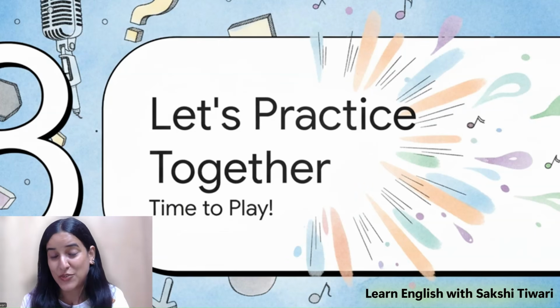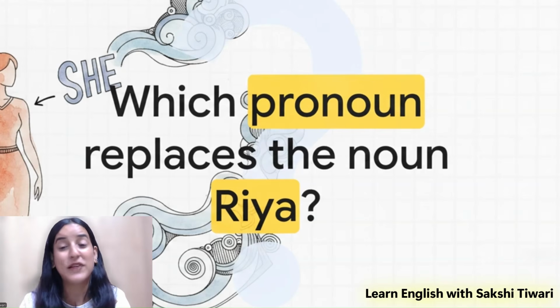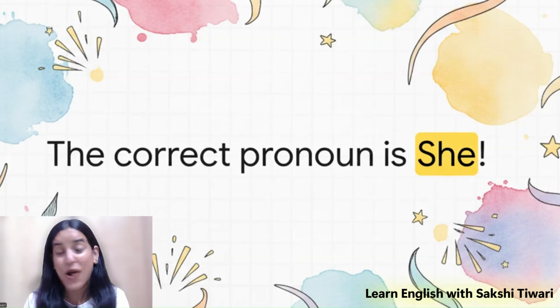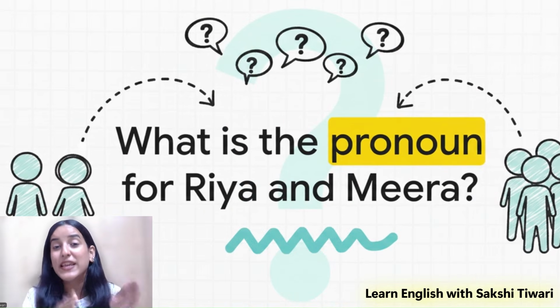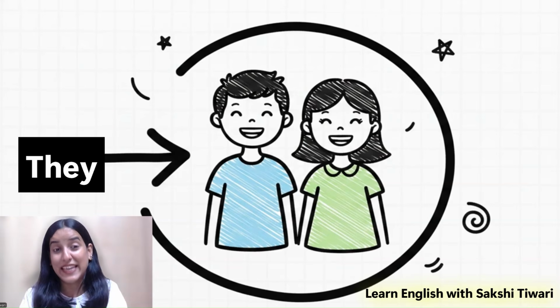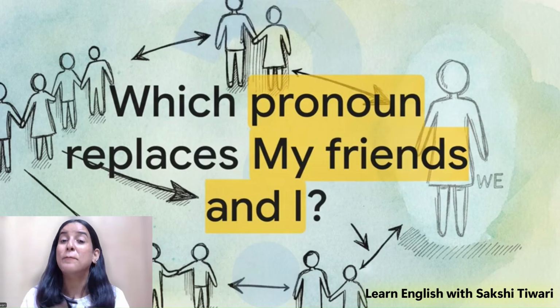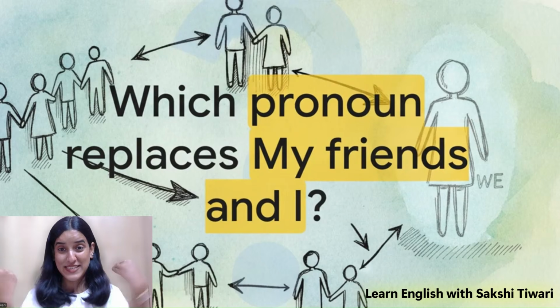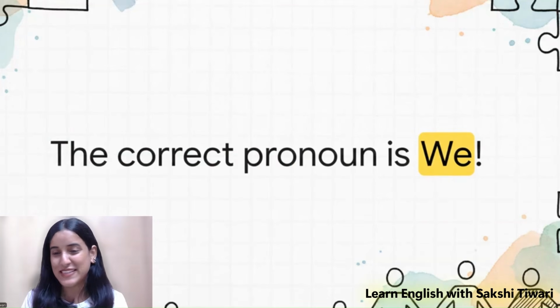Let's do a very quick activity right now. I'll say a noun and you have to tell me the correct pronoun, all right? For example, the first one is Ria. You have to give me a pronoun. Well done. The pronoun is she. The next one, Rahul. The pronoun is he. Now, Ria and Meera. Great. The pronoun is they, right? My dog. It. Yes. My friends and I. What does this mean? We. Yes. Excellent. So I hope you're able to understand what a pronoun is.